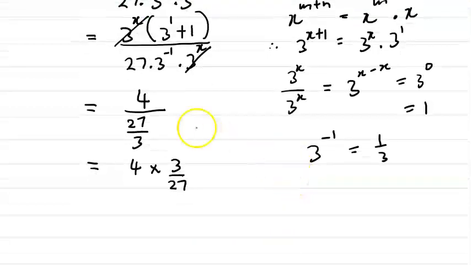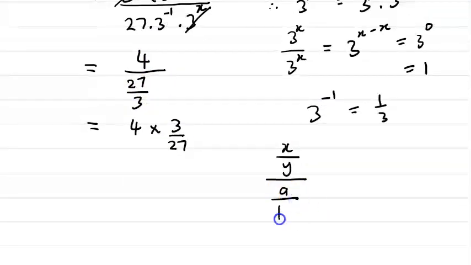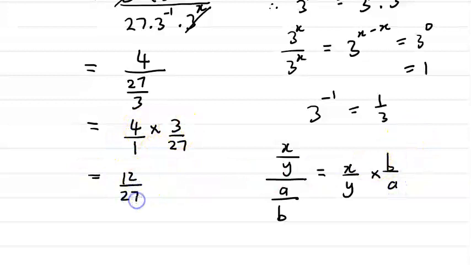So remember that when you divide by a fraction, x over y divided by a over b equals x over y. You change division to multiplication, and a over b, you're going to swap it around. Now it becomes b over a, right? So what you're left with, 4 times, put that over 1. 4 times 3 is what? 12 over 27. And that's our answer, 12 over 27.